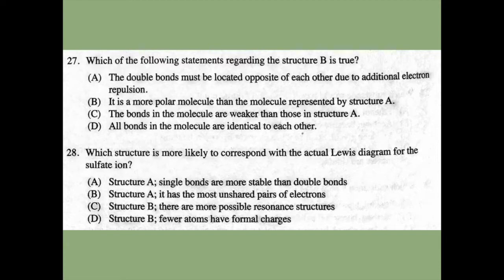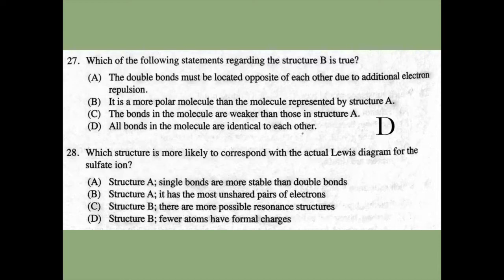It's a more polar molecule. No, we don't have more atoms attached to it. It's the exact same thing, except you've got different bonding. The bonds in the molecule are weaker. Actually, they're stronger because their bond order is 1.5 versus just being 1. And then all bonds in the molecule are identical to each other. That is true because this is going to be a case of resonance, and therefore it's going to be an average of all of those bonds, which means the average is going to be 1.5. So D is your correct answer.